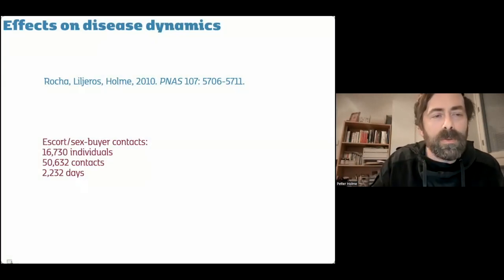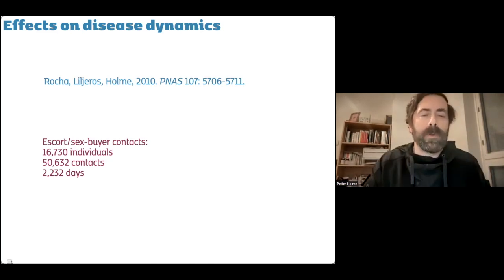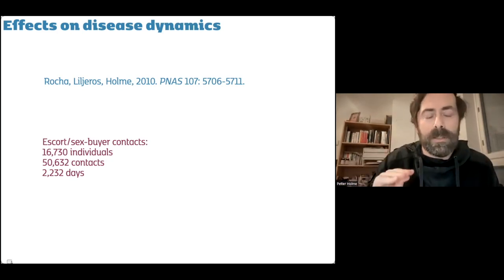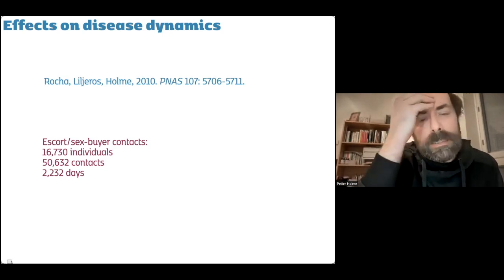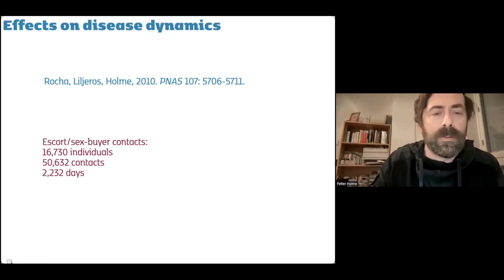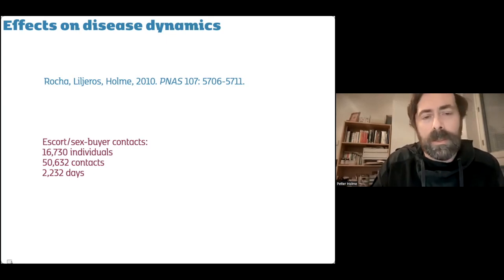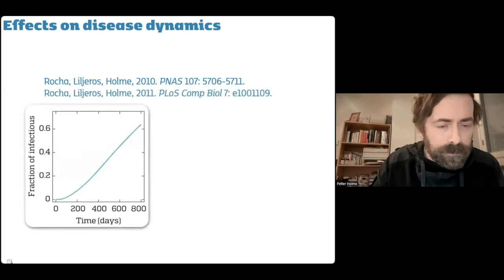Another way to see that was our first paper that simulated disease spreading on top of temporal networks and tried to understand how the temporal structure affects the disease spreading. We used a data set from a paper we published in PNAS 2010, which is about online prostitution. That paper itself focuses more on the economics of online prostitution, but in a follow-up paper, we studied disease spreading.